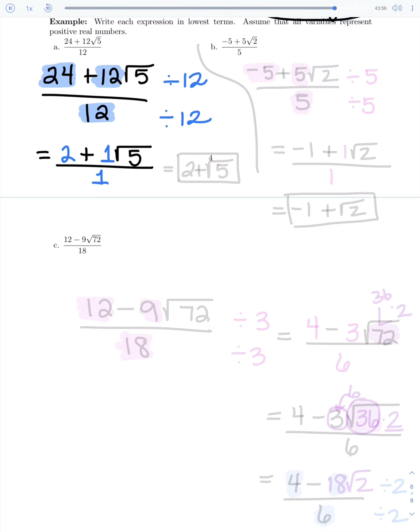Now, here we go. This is a fine answer, but there's some things that we wrote that don't have to be written. So we've got 2 plus, we don't need to write the 1 in front of the square root of 5, just like when we have x, we never write it as 1x, we just write it as an x. So I can just rewrite that as a square root of 5. And also, if I have a 1 on the denominator, remember I don't have to write that. So this is just 2 plus the square root of 5.